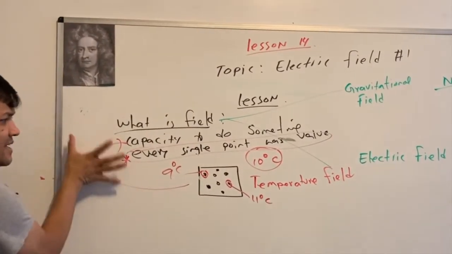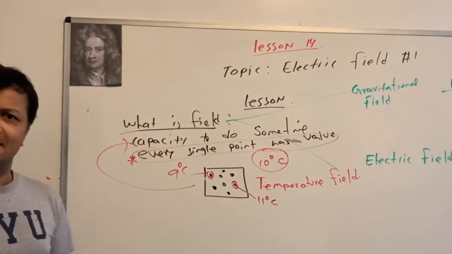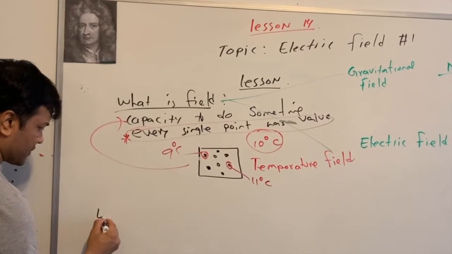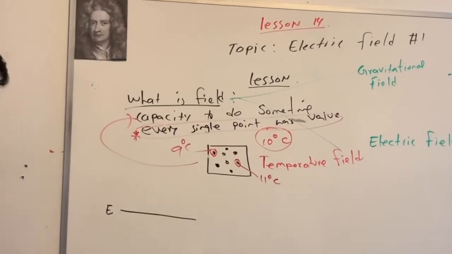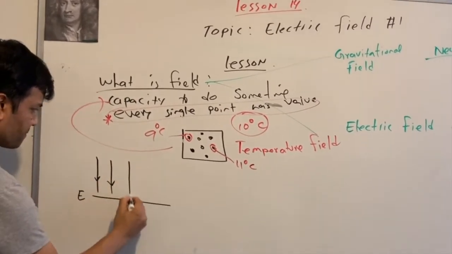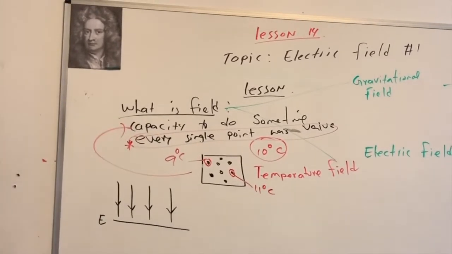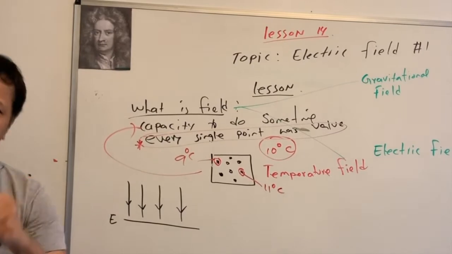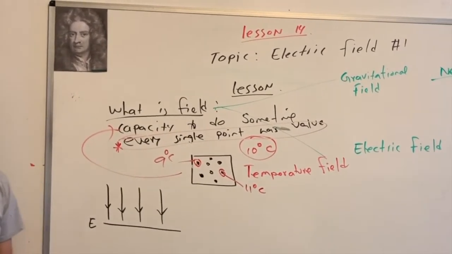How can we use this to understand the gravitational field? You have Earth over here. This is the flat approximation of the Earth. Now this is the gravitational field. Just like the temperature field, the gravitational field has a capacity to do something.